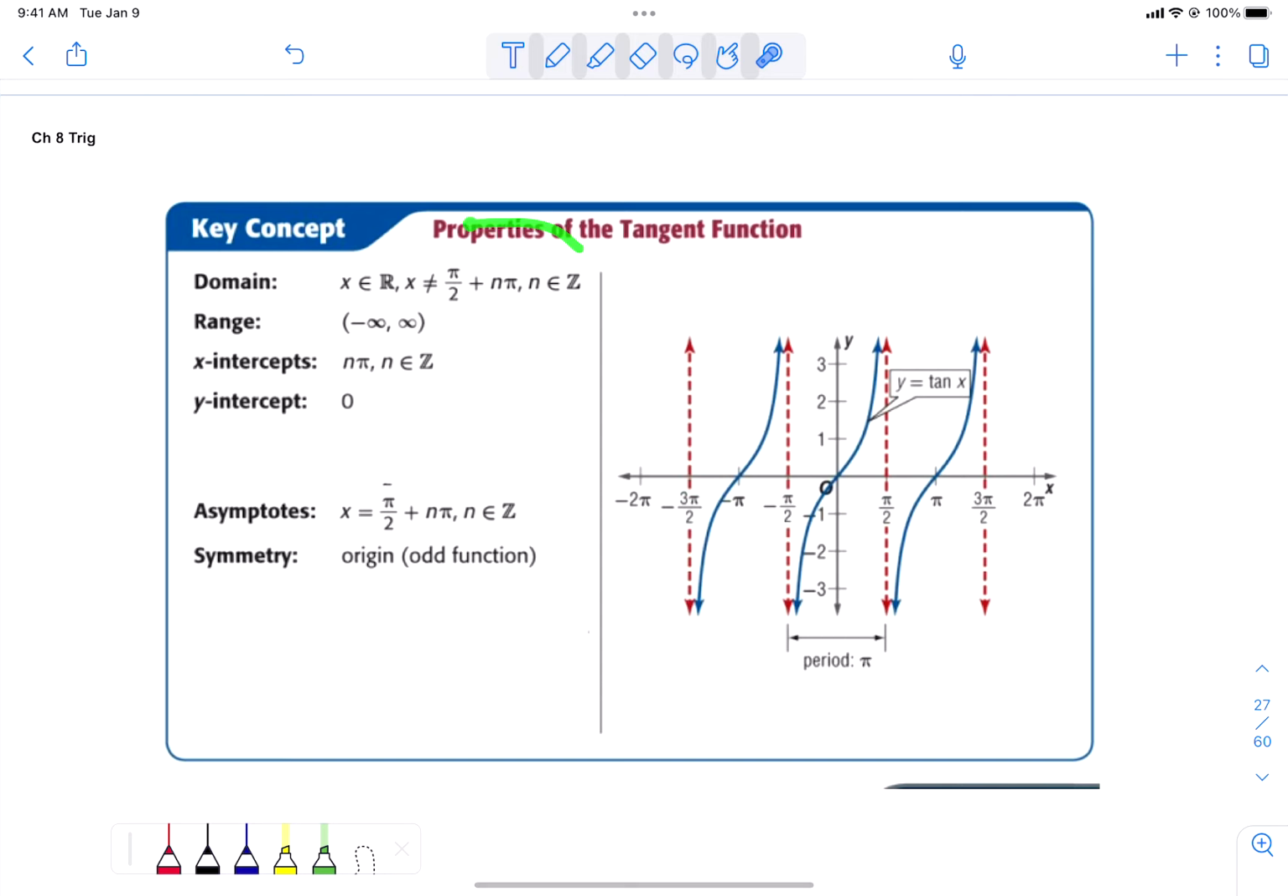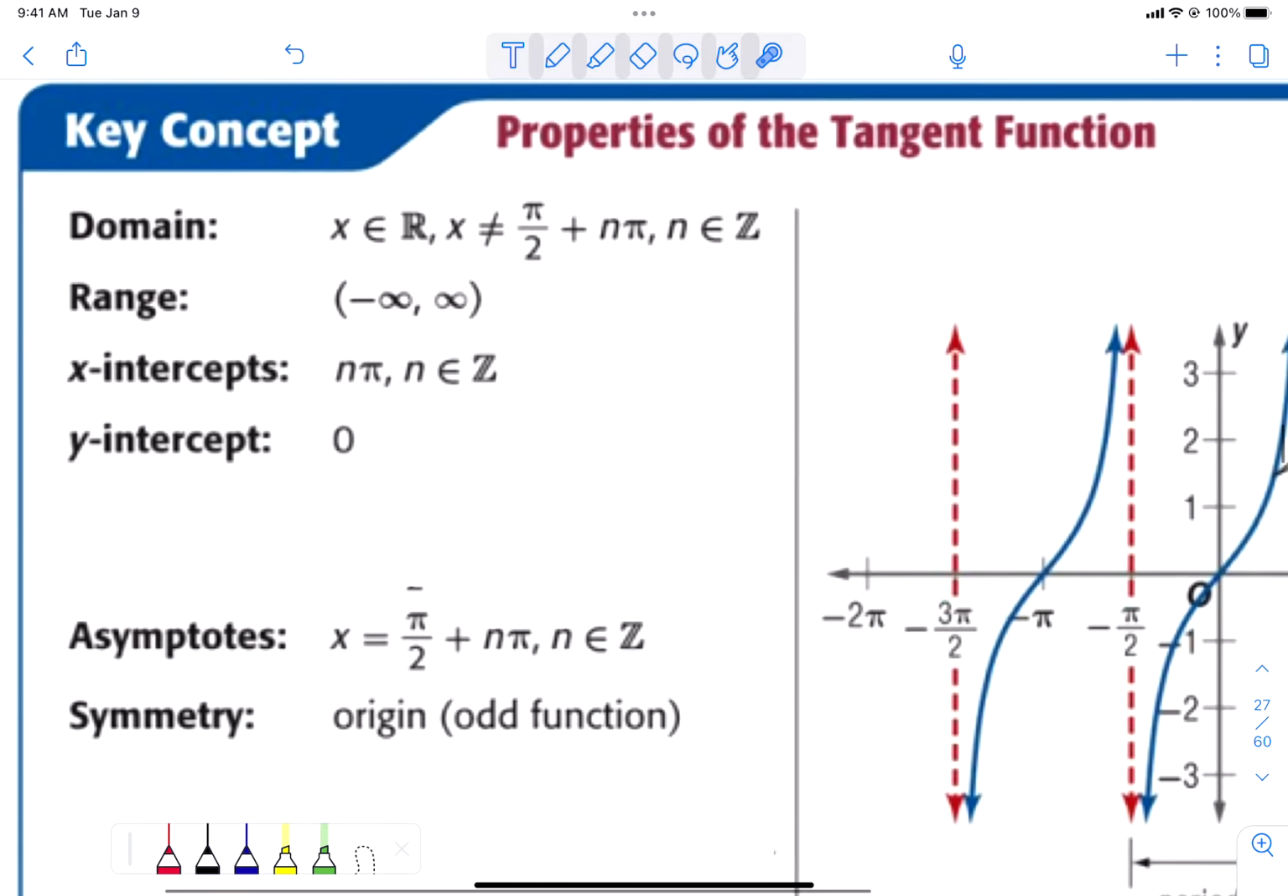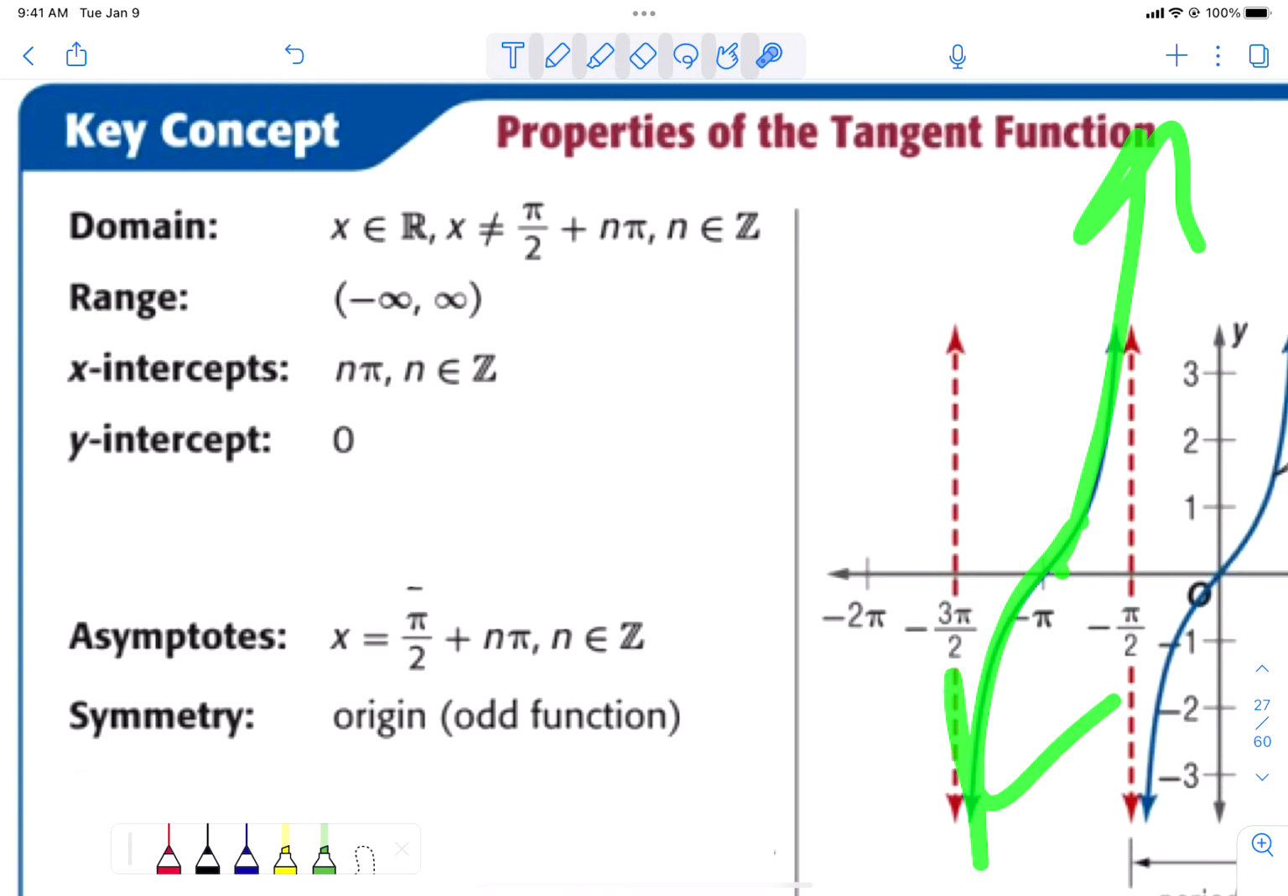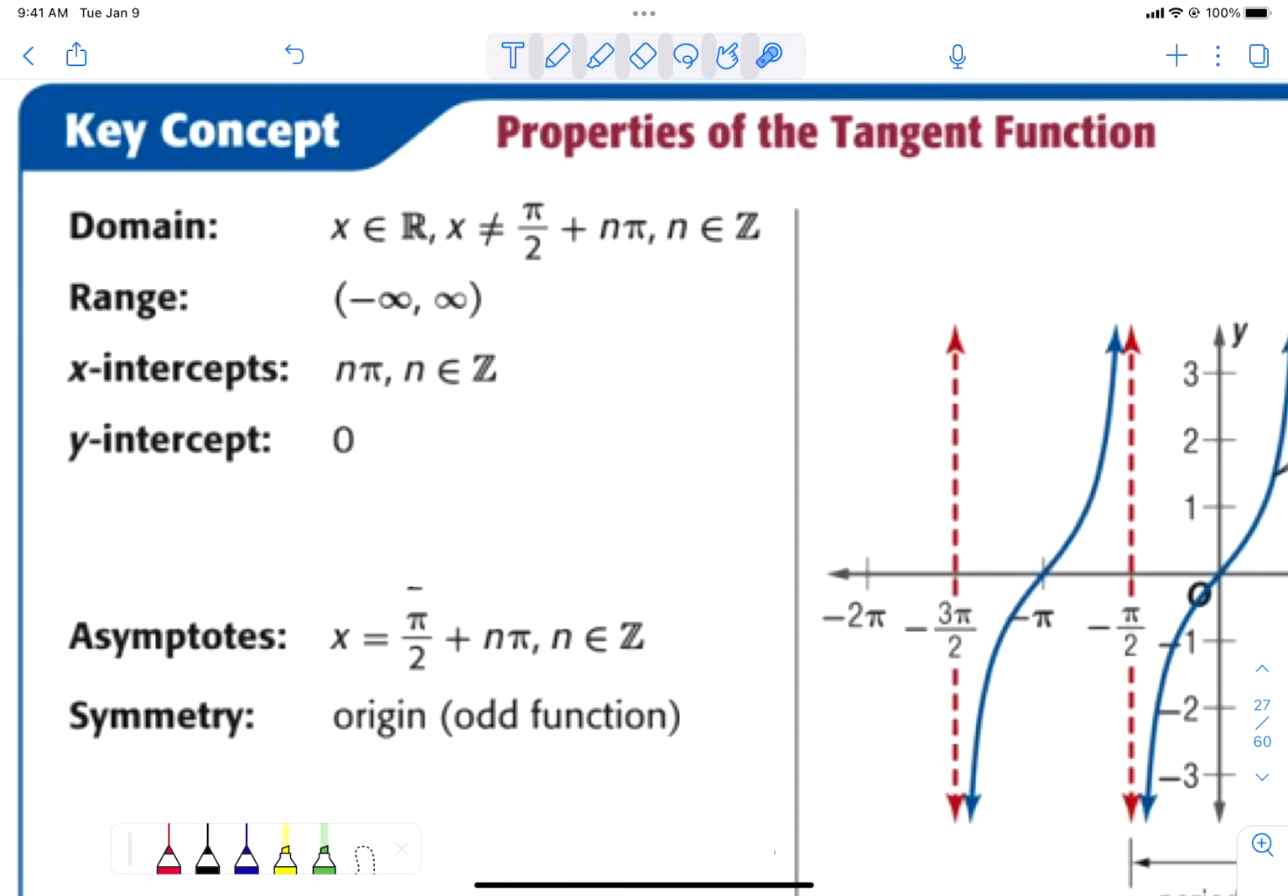The domain is all real numbers except for an odd multiple of pi over 2. So 1 pi over 2, 3 pi over 2, 5 pi over 2, 7 pi over 2. That's what this little thing does. It adds every 180 degrees. So that's what that domain says. I'm going to get a little bigger for you. The range is all real numbers because, think about it, it stretches up as high as we want and stretches down as low as we want. It doesn't skip any values in between.